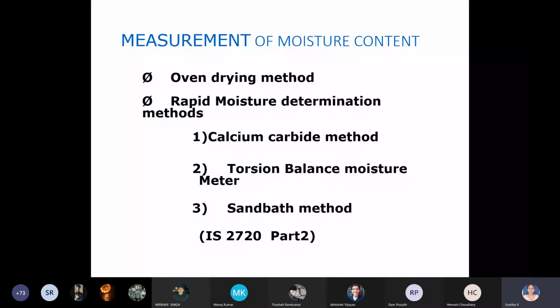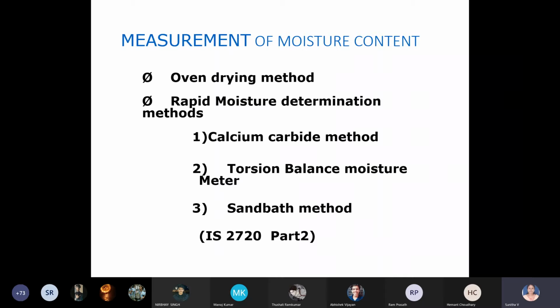Next, there are other equipment for this moisture content measurement, like the rapid moisture determination method. Immediately in the field itself you can get it, either with the sand replacement or this core cutter. You have to take the core, then bring it back to the laboratory and find the moisture content using the oven drying method.